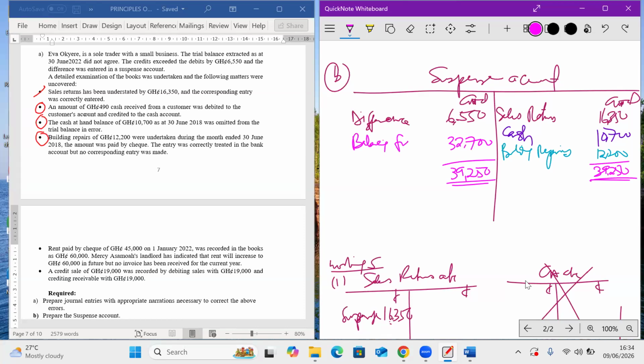It doesn't mean you are wrong. You just write balancing figure. It's not all the time you would have it balanced like the way we did it. Are we good? Okay.